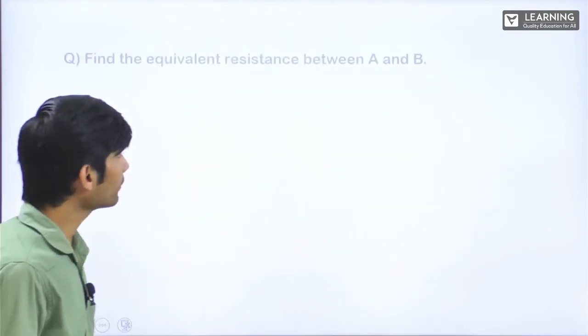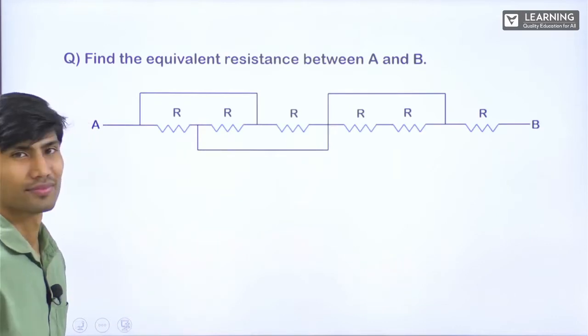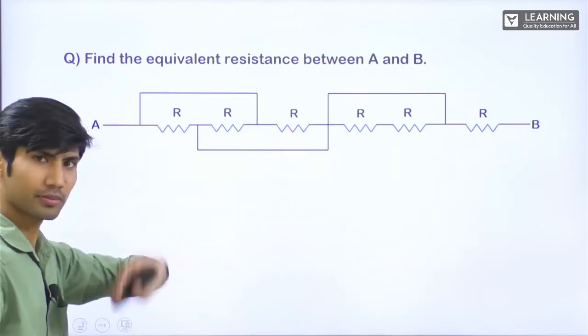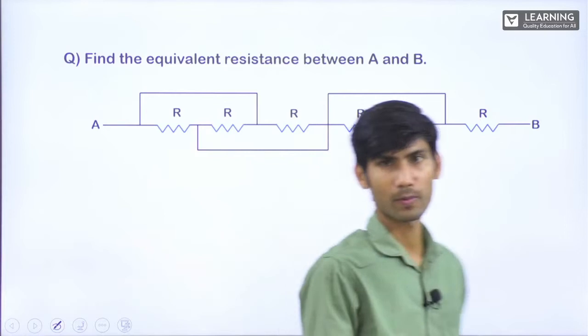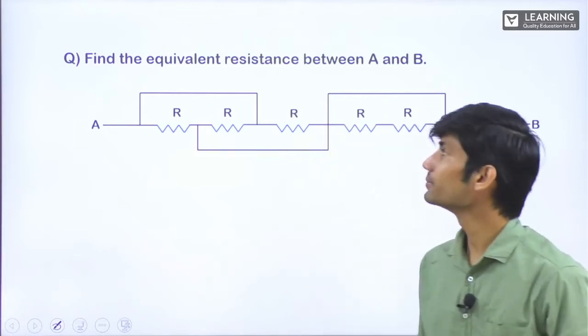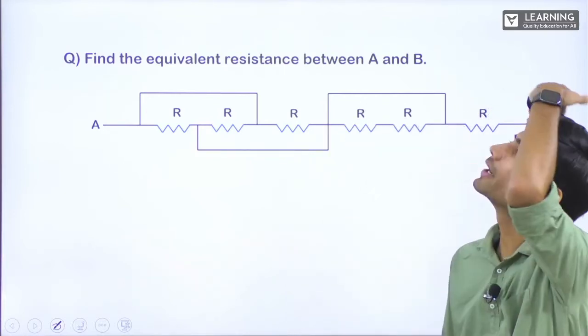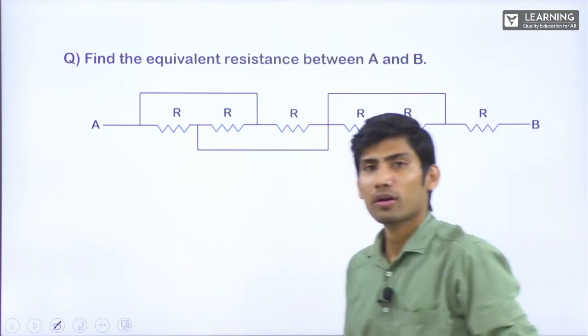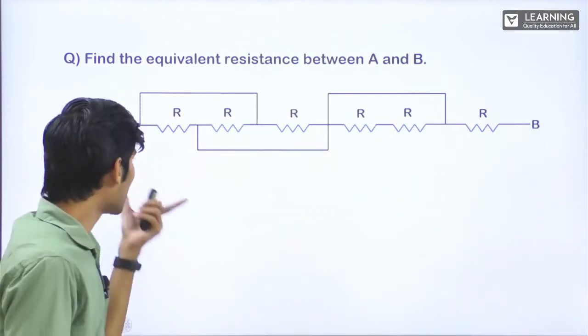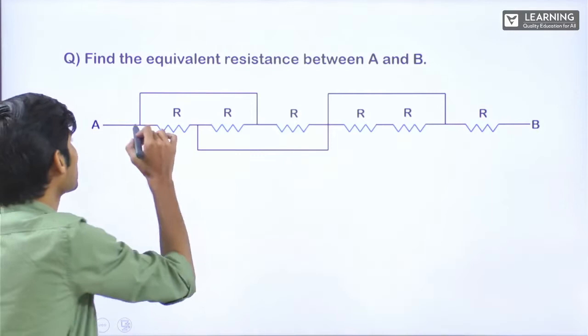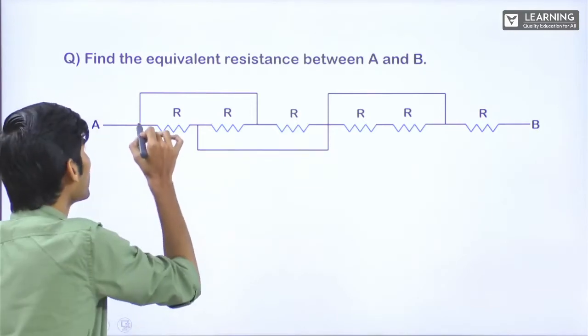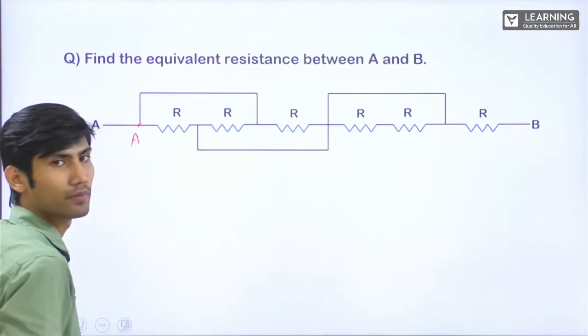Next, try doing this one. A bit more complex. From easy, we are moving to difficult ones. Okay. Try doing this one. Find the equivalent resistance between A and B. Now this time, again, let us take this point. See, this is A. So this point will be at A. Right?